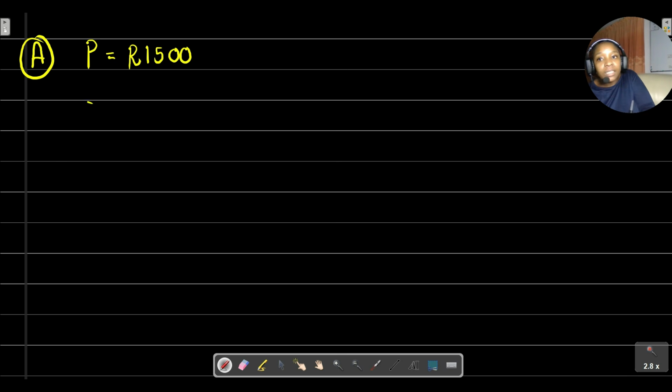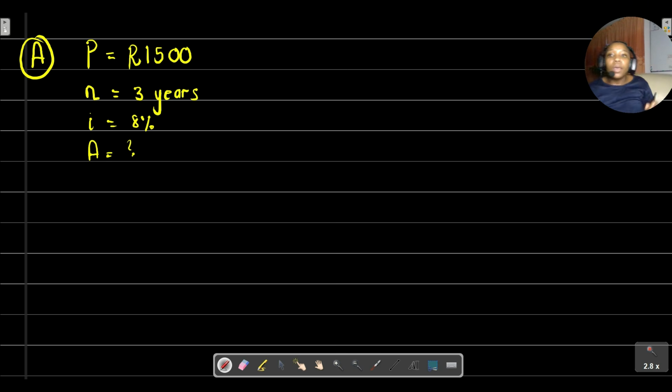So when we're calculating simple interest, SI just stands for simple interest. Let's actually do this. We've said that we're investing 1,500, that is our principal amount. Our n is equal to 3 years, and our i is equal to 8%. How much? That's A.